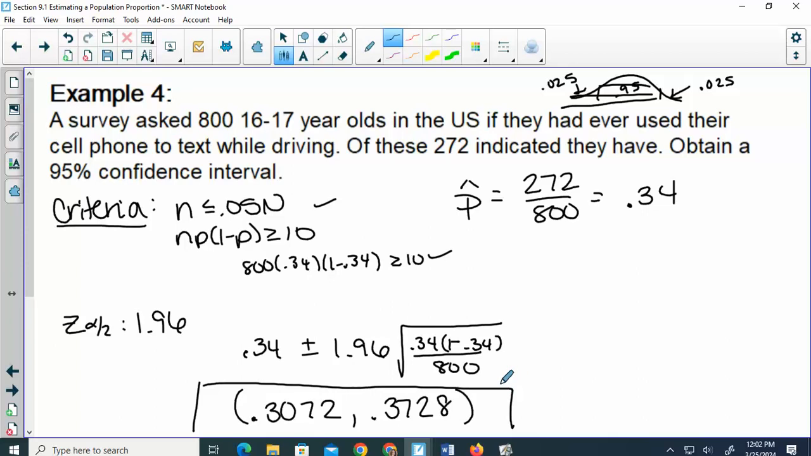So what that means is we are 95% confident the proportion of 16, 17-year-olds who have texted while driving is between these two numbers. Okay.